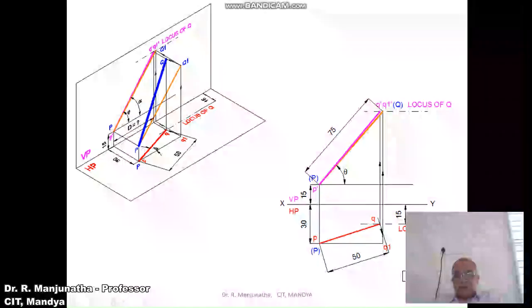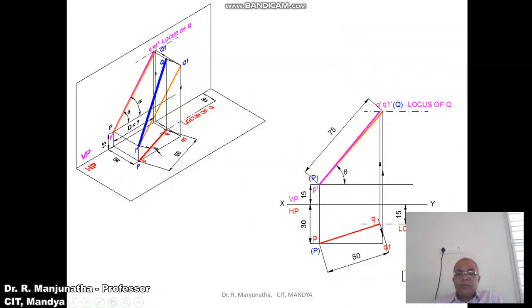So that is the one which we are showing here. With P as center, taking the radius of PQ, rotate it and make it parallel to VP. So PQ1 is parallel to VP, so you are getting the true length in the vertical plane.